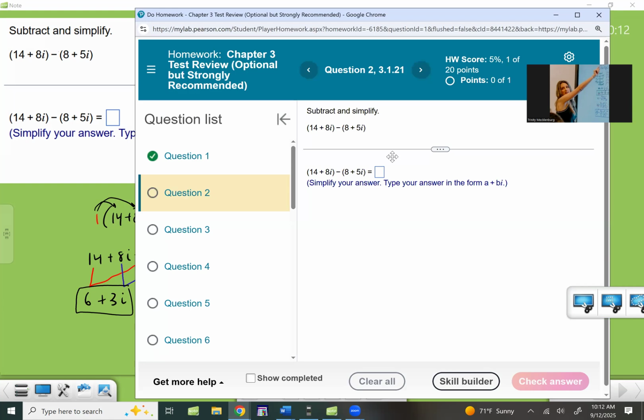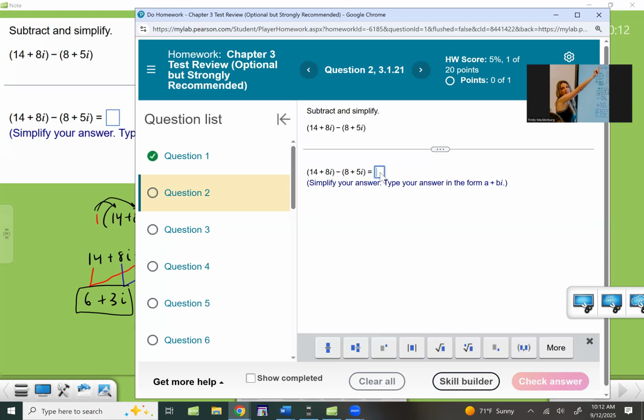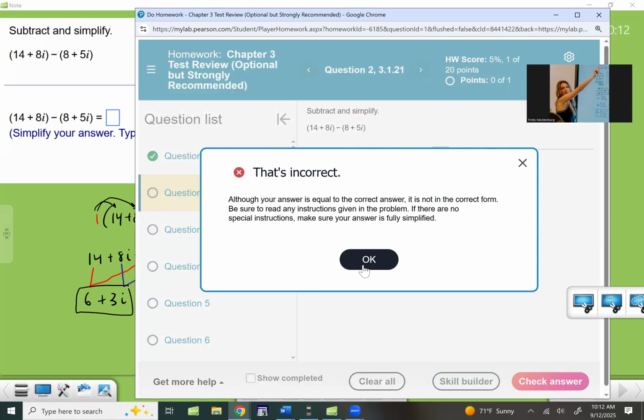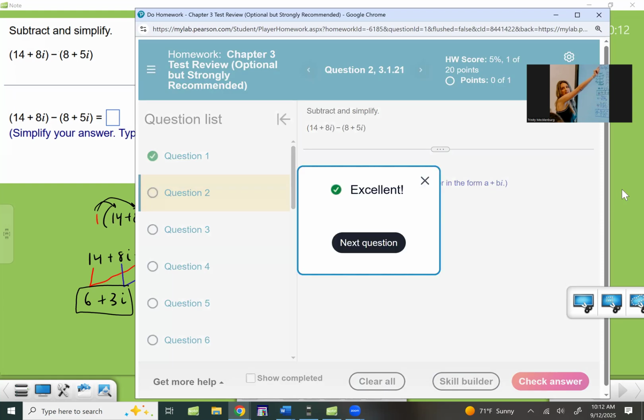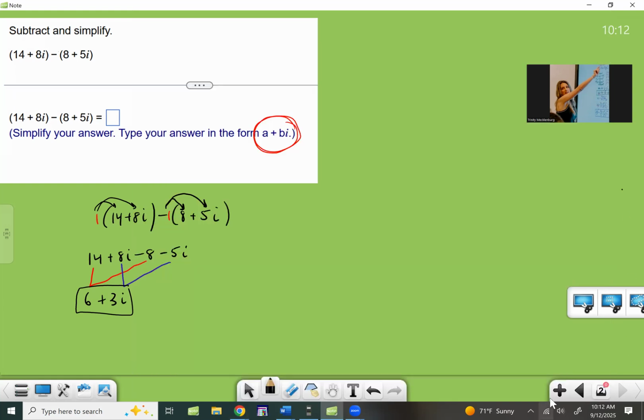But let's go ahead and put this in. You know what? Let me tinker around and see if it does mark us off with 3i plus 6. Let's see what it says. Yeah, I knew it would. Okay. All right. So just kidding. 6 plus 3i. That's how we want to do it. Now it should be good. Awesome. All right, let's take a look at number 3.